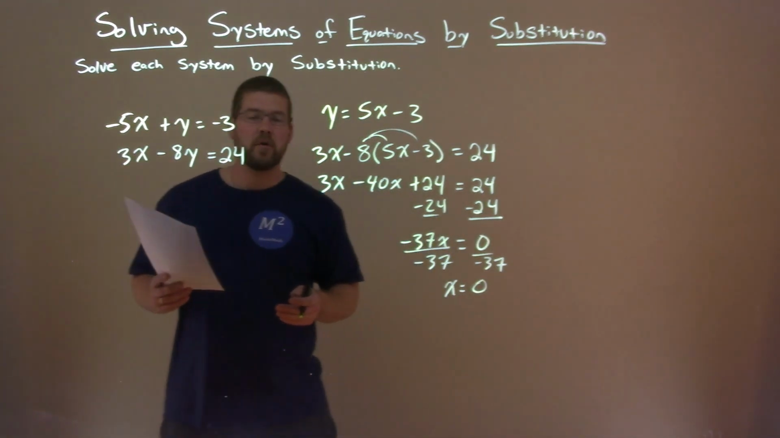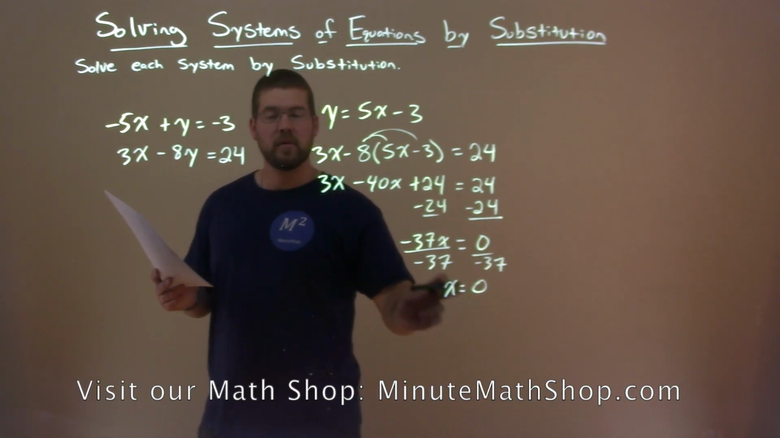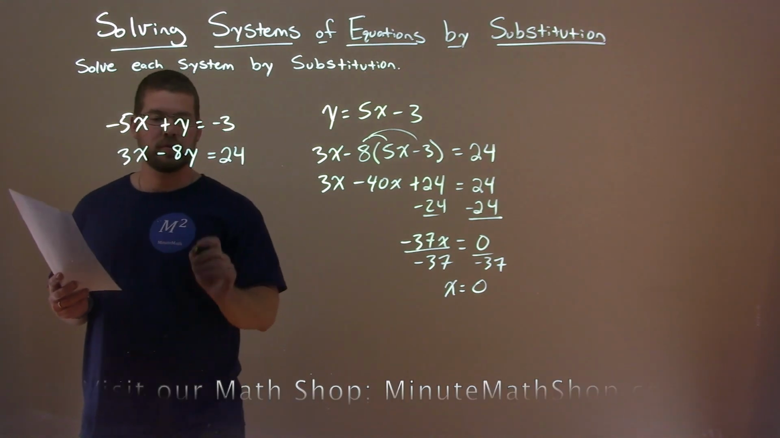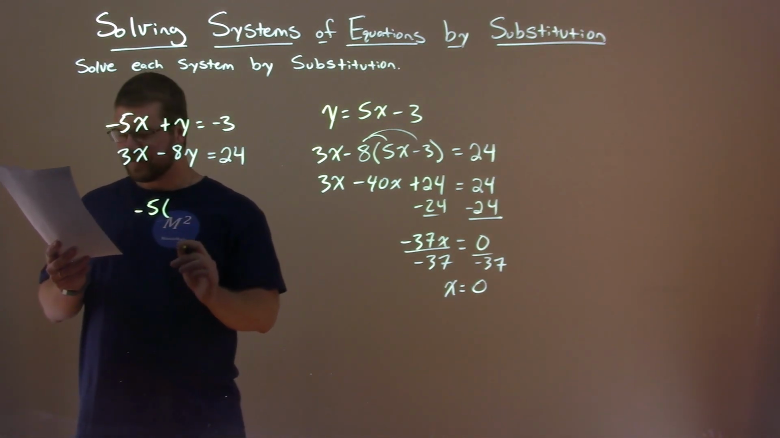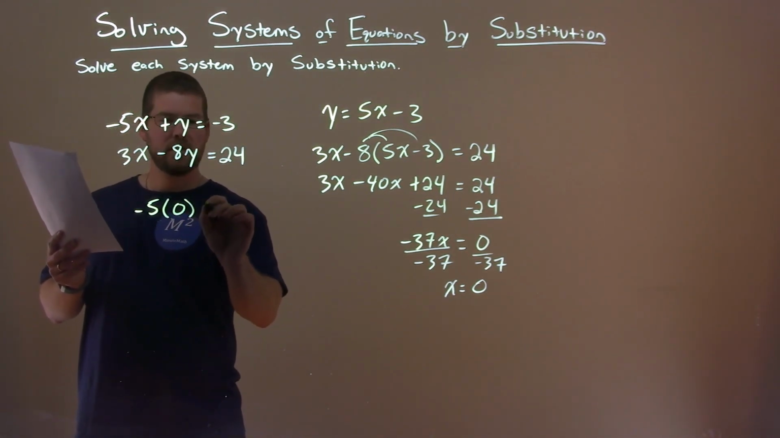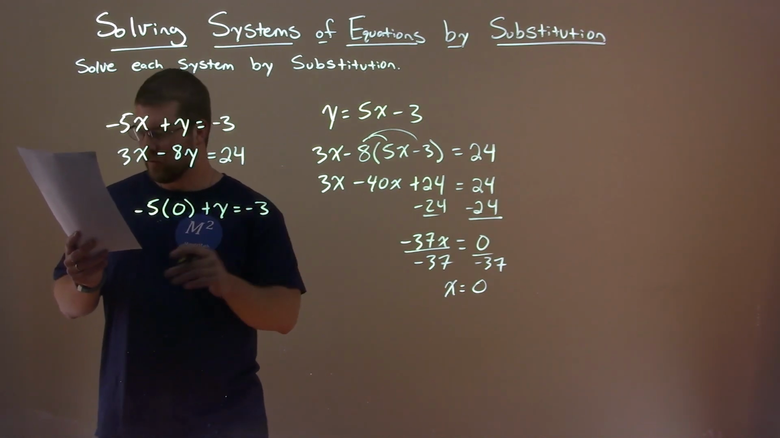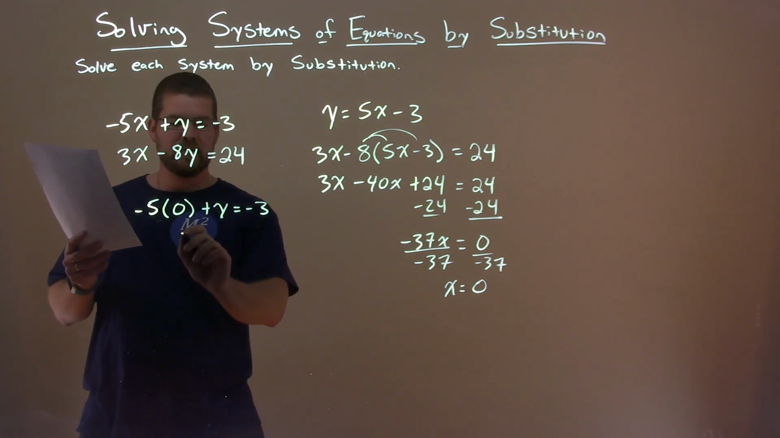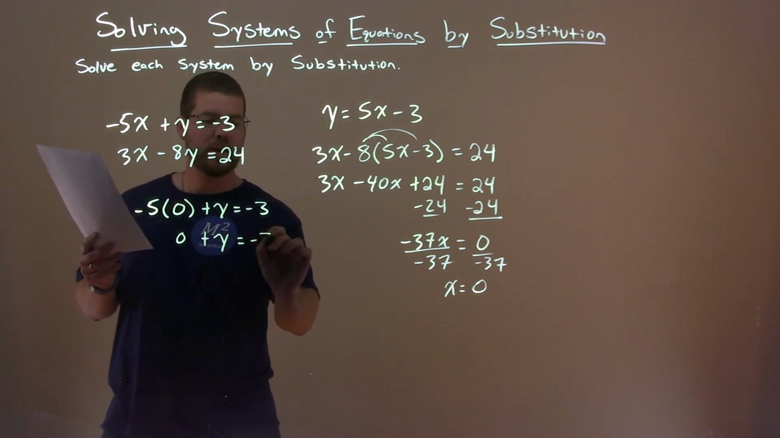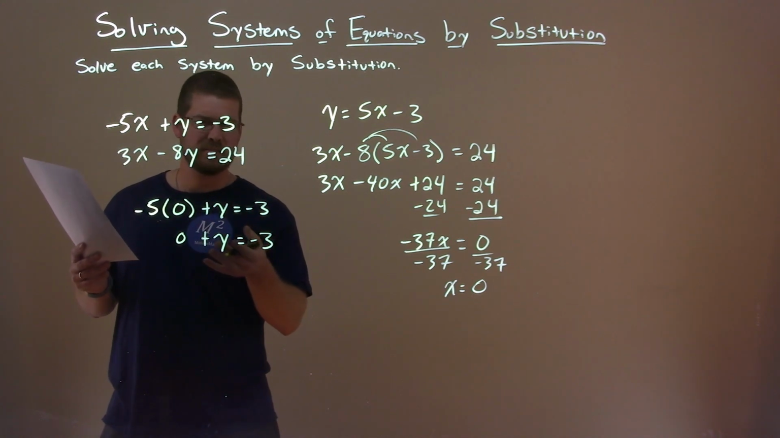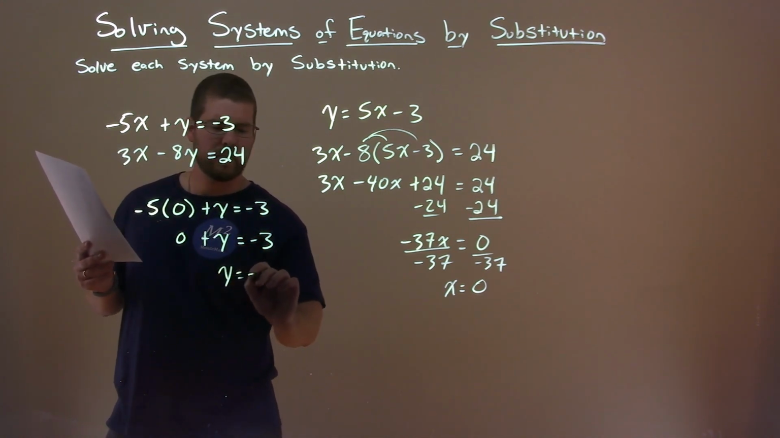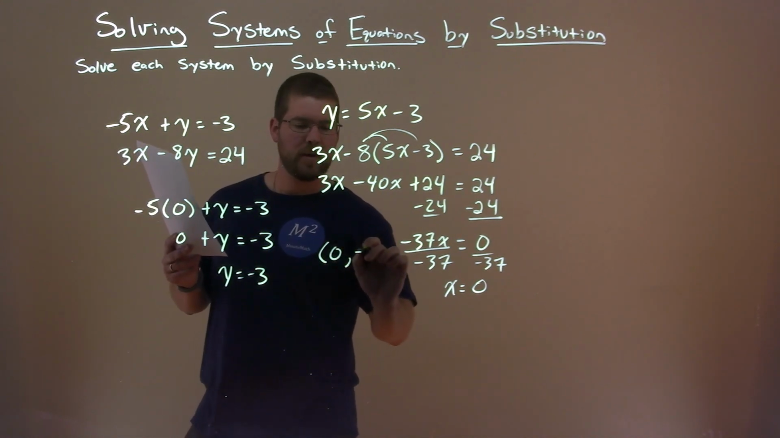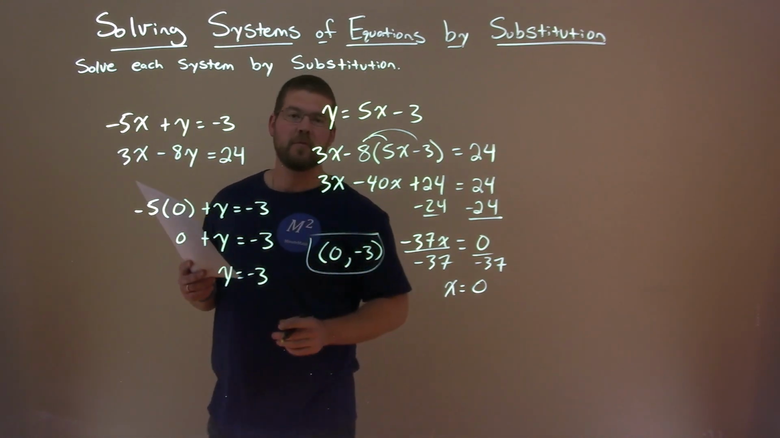From there, we want to solve for y. We take this x value equals 0 and plug it into one of our first two equations. Pick the easier one. I think it's the first one. Minus 5 times 0, for x, plus y equals negative 3. From there, negative 5 times 0 is just 0, plus y equals negative 3. Well, we don't really need the 0, so y equals negative 3, and there we have it. As a coordinate point, we have (0, negative 3), and that is our final answer.